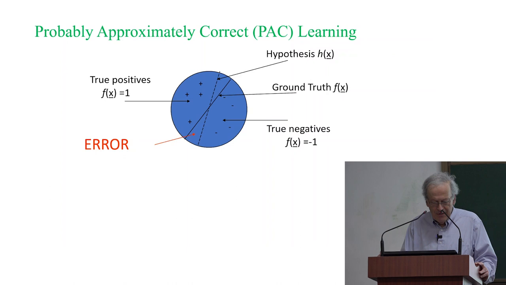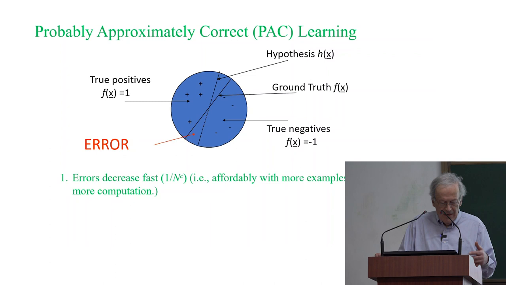In this model, the blue circles represent all possible, say, pictures. Some pictures do represent elephants, and their f of x is 1. And some are not elephant, their f of x is minus 1. So f is the ground truth. But in any complex world, the hypothesis you have any hope of learning will have errors. This hypothesis H will differ from the true ground truth. There will be an error. And so the main hope, of course, is that by learning, you reduce the error. The PAC learning model emphasizes this in a particularly efficient way.